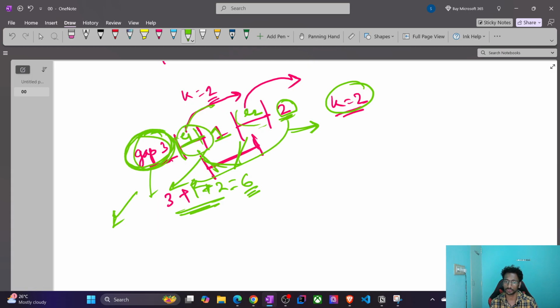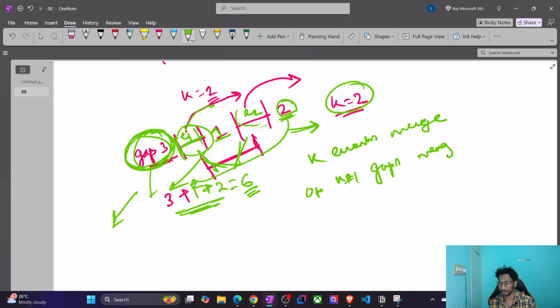Or I will merge 2 events. This is similar. K events I can merge. Then if I merge them, I get the free space, continuous free space. Or I can say it in a different way, that I will get k plus 1 gaps merged, right? K events merge or k plus 1 gaps I can merge, right?